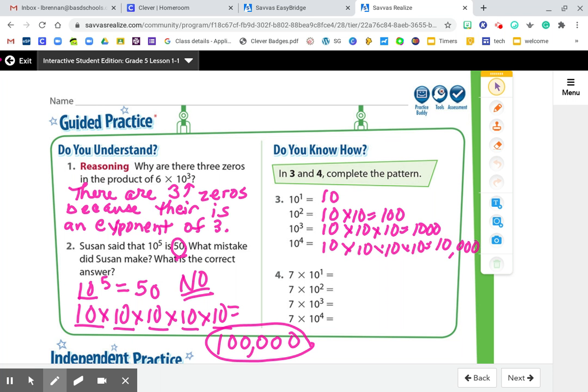And 7 times 10 to the first power. So we have 7 times 10. Remember, 10 to the first power just means 10. And this will be 7 times 100. Or you could write out 7 times 10 times 10. 7 times 1,000. And 7 times 10,000.